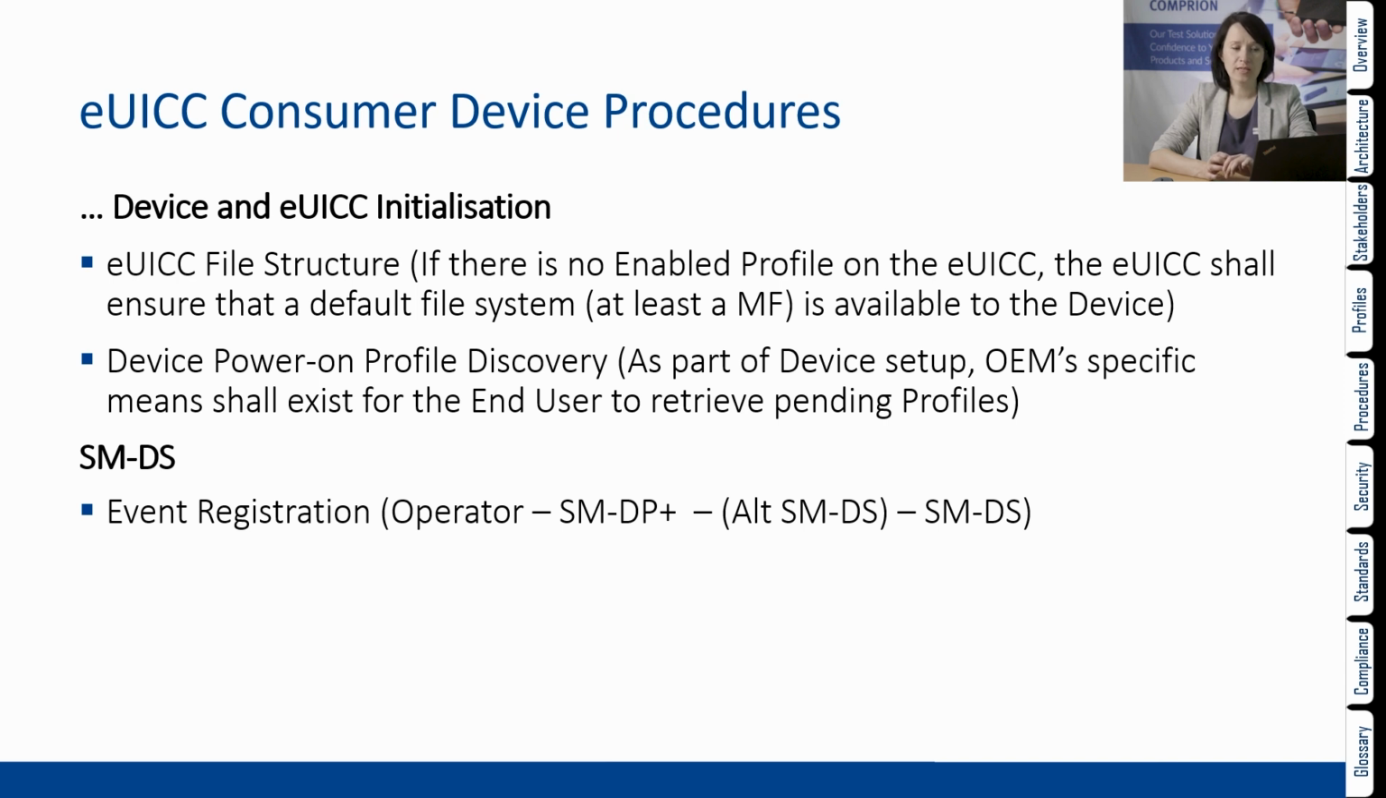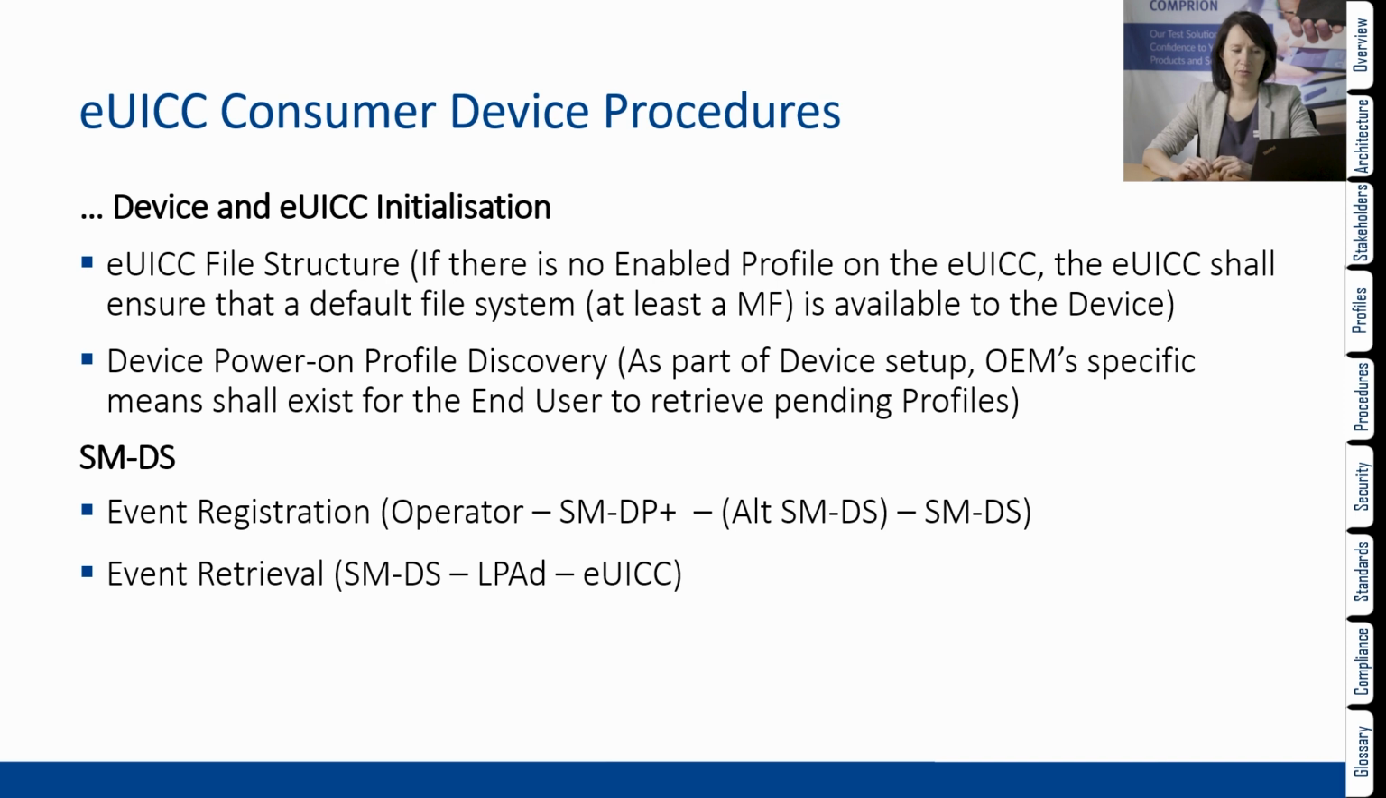Procedures related to the SMDS, the discovery service. There is the event registration procedure. This procedure goes from the operator, so the operator registers this event on the SMDP Plus, and then this goes eventually over the alternative SMDS to the root SMDS. Then on the way back, it can be retrieved from the root SMDS to the SMDP Plus, and it will be known that this is from the operator.